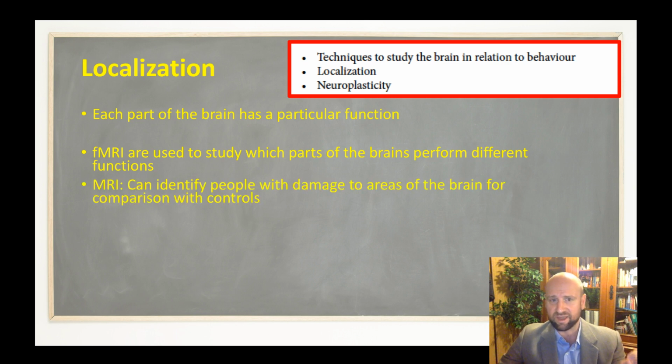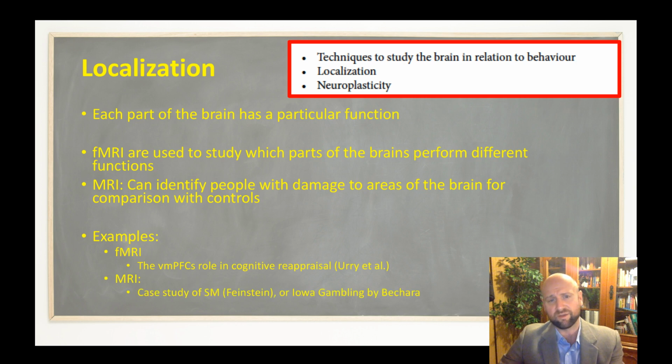MRIs are used to find people with damaged particular areas, and we create comparisons for controls. Two examples you might be interested in for fMRI: I think a good one would be Uri et al., looking at the VMPFC in cognitive reappraisal. For MRI, I really like SM's case study with the amygdala and fear, or the Iowa gambling task could also look at the VMPFC, the ventromedial prefrontal cortex, in decision making.